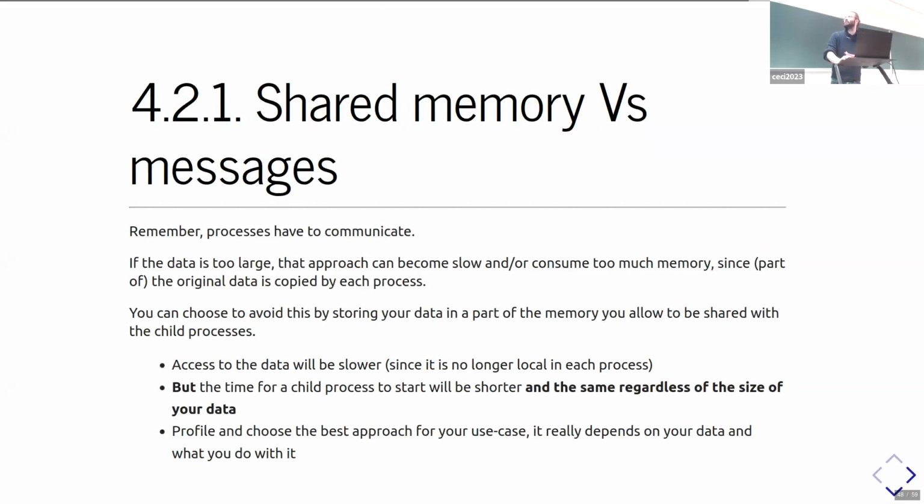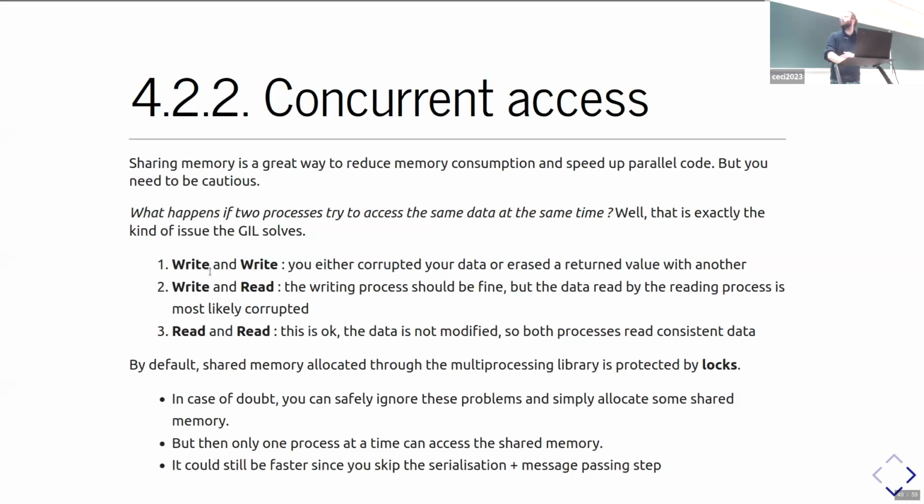So here I'm investigating the use of shared memory. The idea here is to copy what I need inside part of the memory that is shared across all processes. So I don't need to do that message passing work all the time. Because it is global, not local anymore, the access to the data will be a bit slower. Okay, but I save time on the copying part. The time to start a process will be a lot shorter. And again, it depends really on your approach and the data you have. So profile and choose, and there is no single good solution. There are several good solutions. You need to choose the best one.